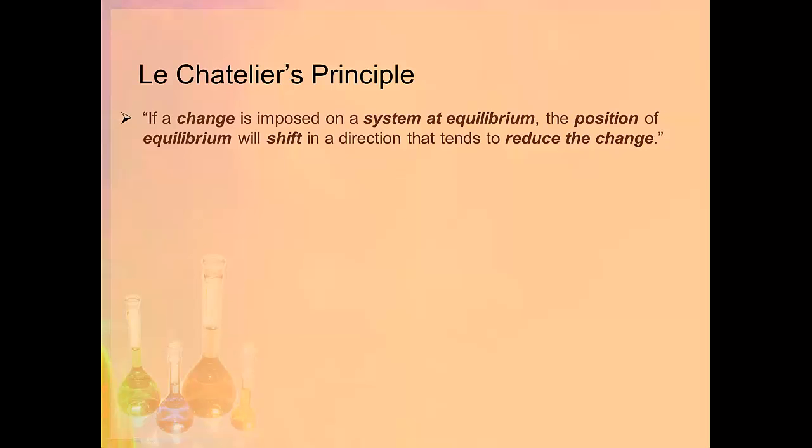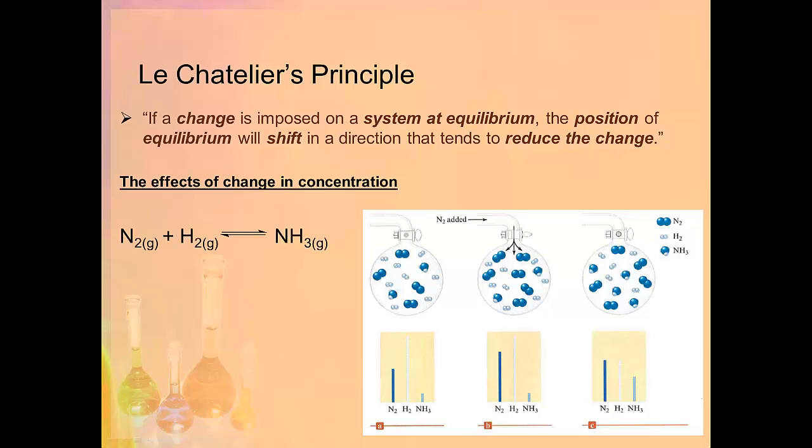So if a change is imposed on a system in equilibrium, the position of equilibrium will shift in a direction that tends to reduce the change. This is Le Chatelier's principle. Now let's have a look at the effects of changing concentration. So here we've got a relationship. N2 plus H2 gas gives us NH3, and it's reversible. Notice that this isn't balanced, but if it were balanced, it would still work. This example would still work.